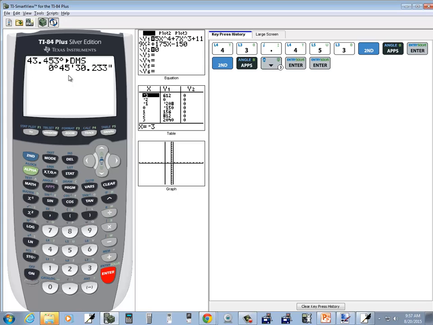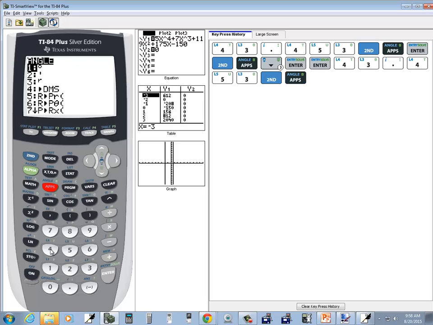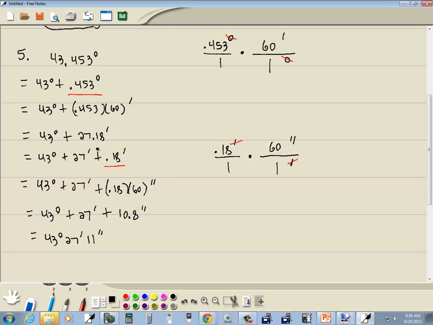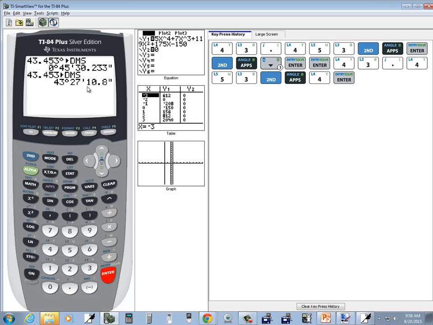I guess I didn't need to put the degrees on there. Okay, let's try that again. 43.453, and now let me do the angle and choose 4, choose it, and press enter. Interesting. I thought you had to put the degrees on that, but obviously that doesn't work. But I'm real curious about why it doesn't work. But anyway, you see we got 43 degrees, 27 minutes, and then 10.8 seconds. Obviously it doesn't round it for you.